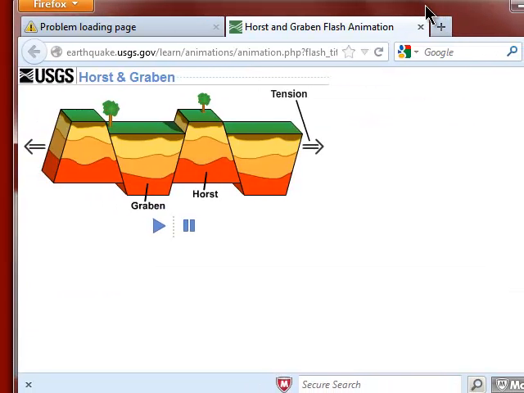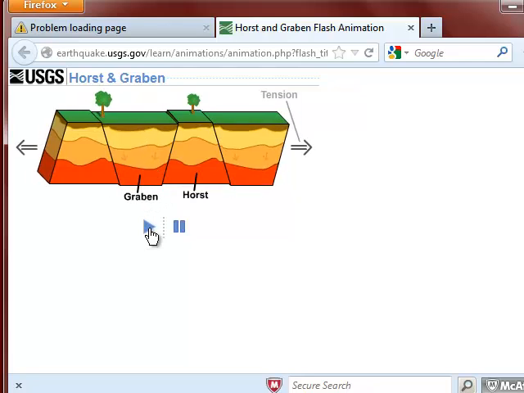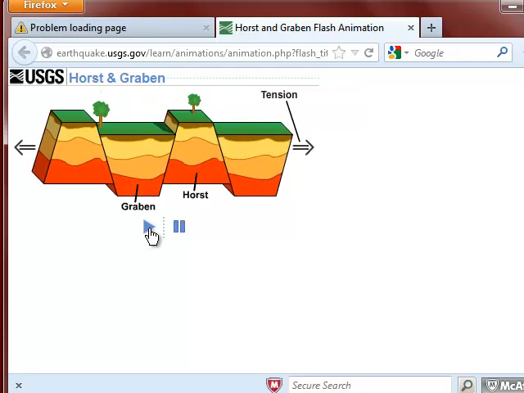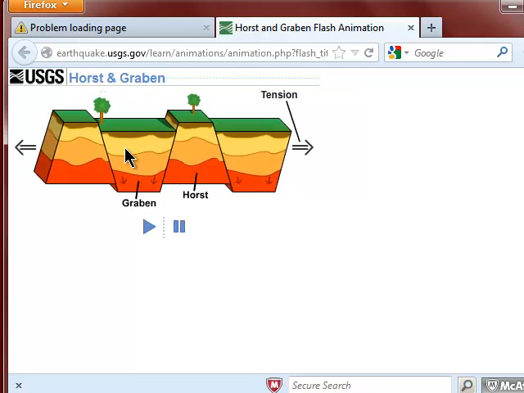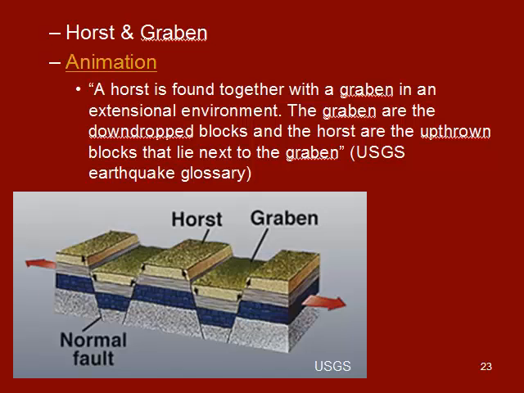If we look here at our Horst and graben little mini video, you can see we pull on that crust and we see the grabens falling and the Horsts rising up. So those would be normal faults, where your hanging wall, this graben, is moving down in relation to your footwall, which would be those Horsts. So that's Horst and grabens.